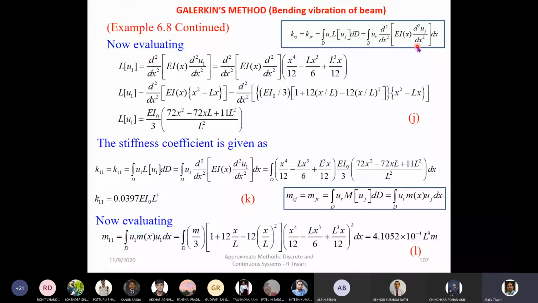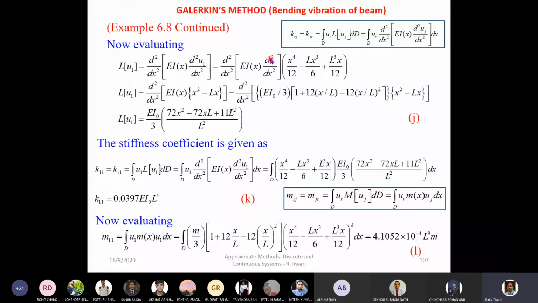That's why here we insist that U should contain the comparison function, not the admissible function as in the assumed mode method. For calculation of this, we need to obtain L operated on the assumed solution. So this is U1, and L of U1 we are operating. U1 we have chosen earlier in the previous slide. This is the comparison function.